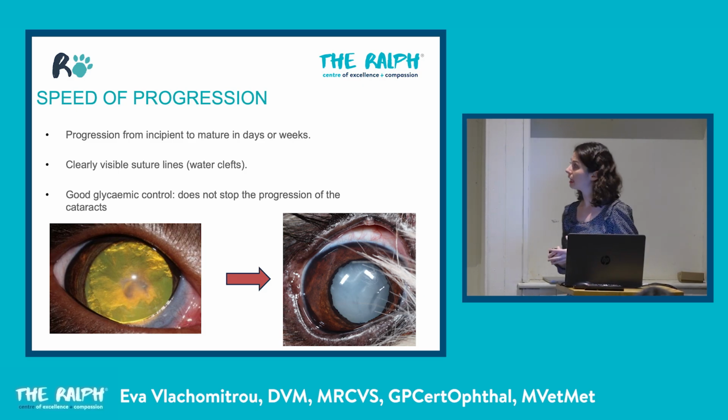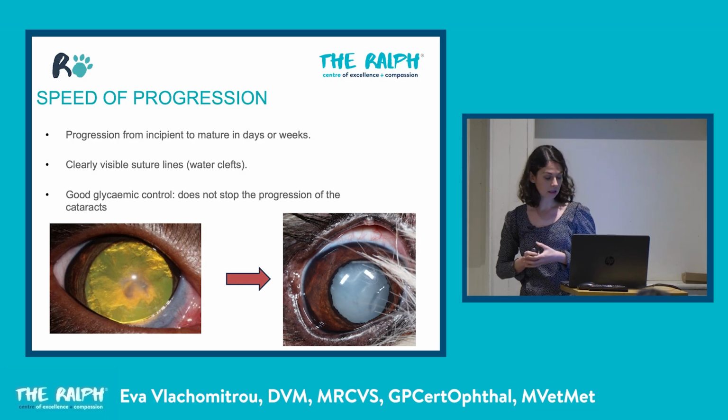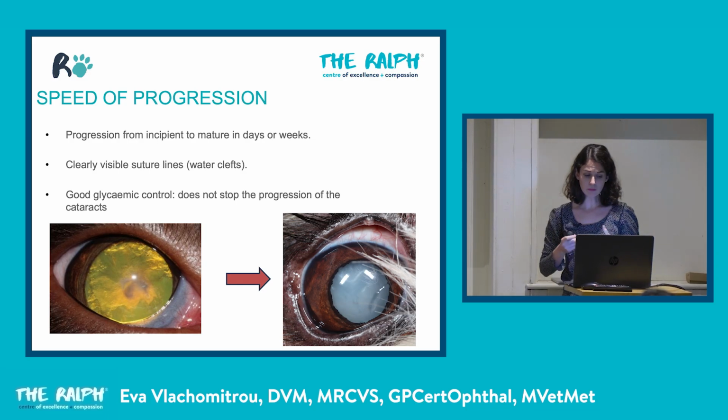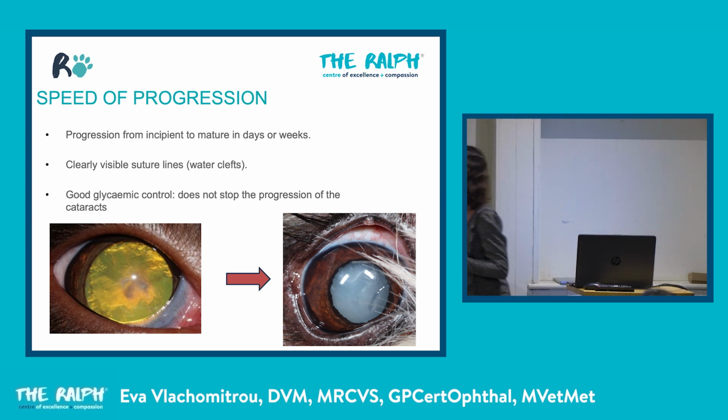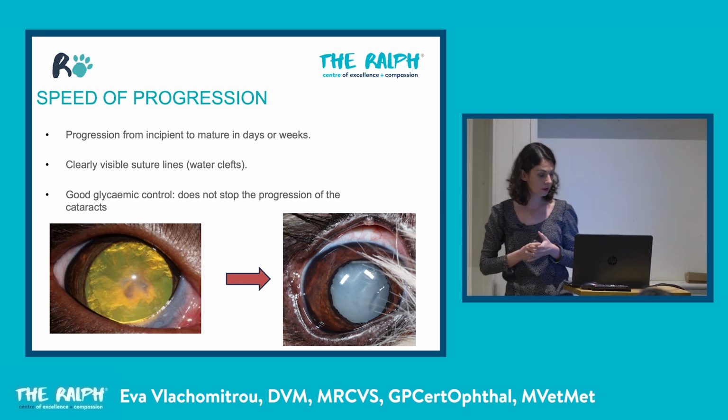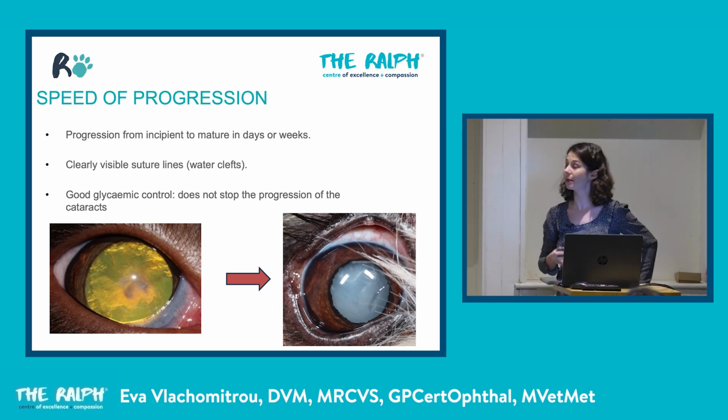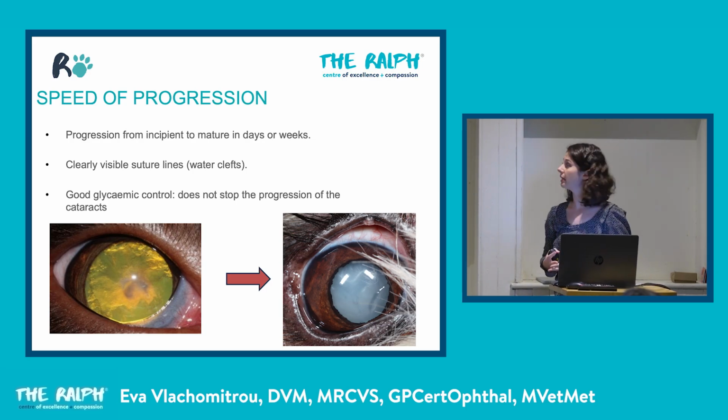And when the cataract becomes mature, as you can see on the bottom left, many times we see visible suture lines, anterior suture lines, which is the Y structure. You can see here, these are the water clefts, as we call them. And even if your patient is well controlled with diabetes, that will not stop the progression of the cataracts, unfortunately.